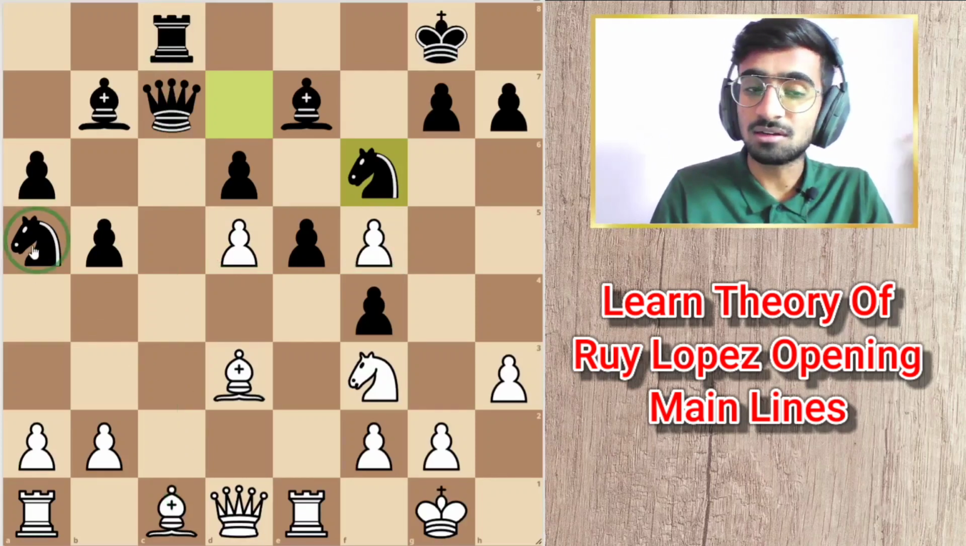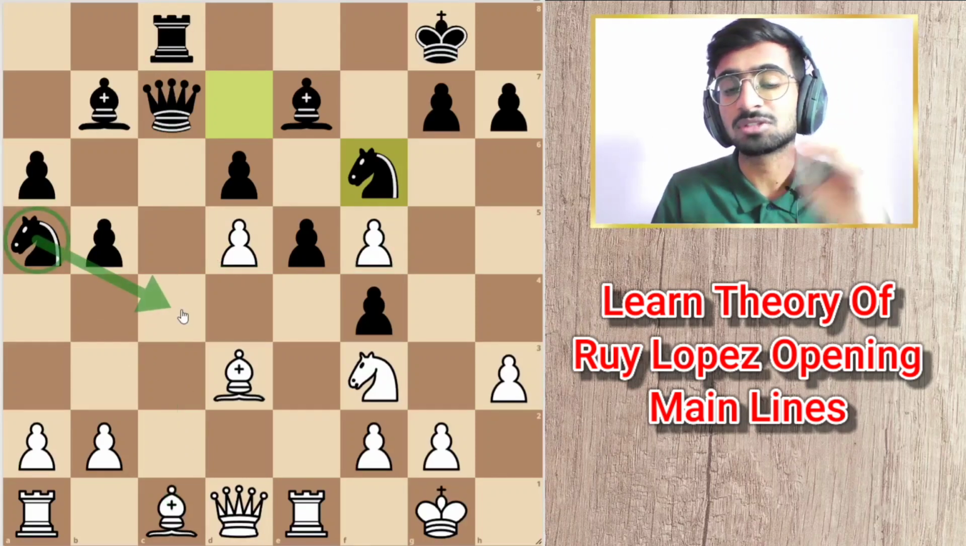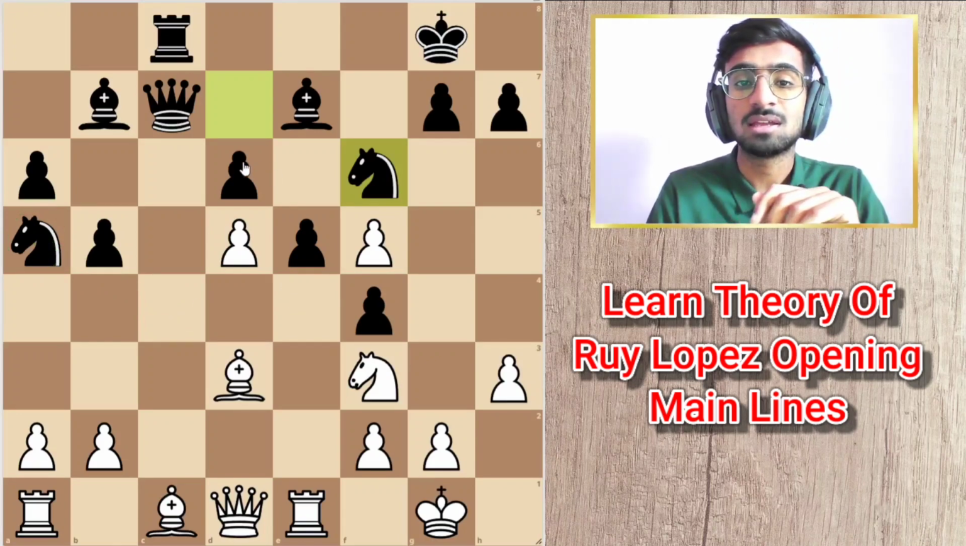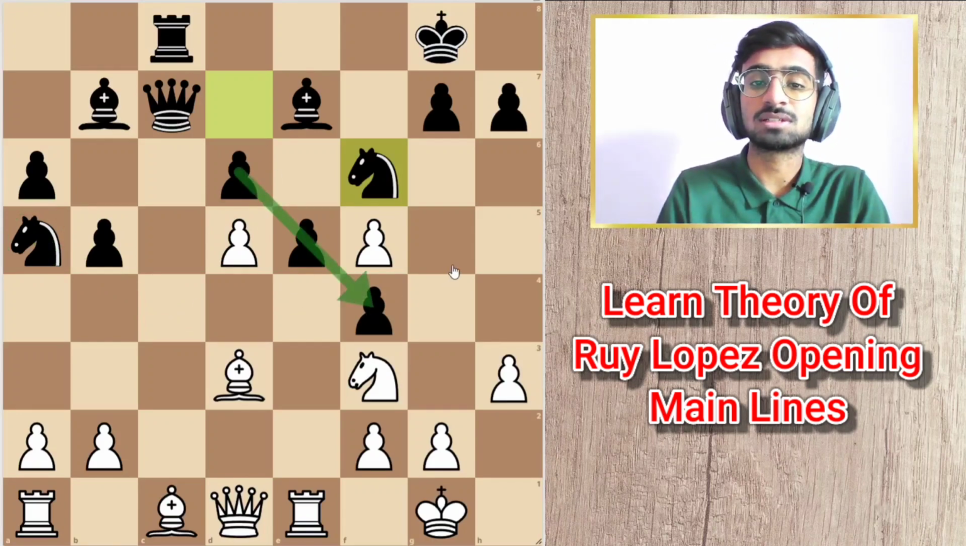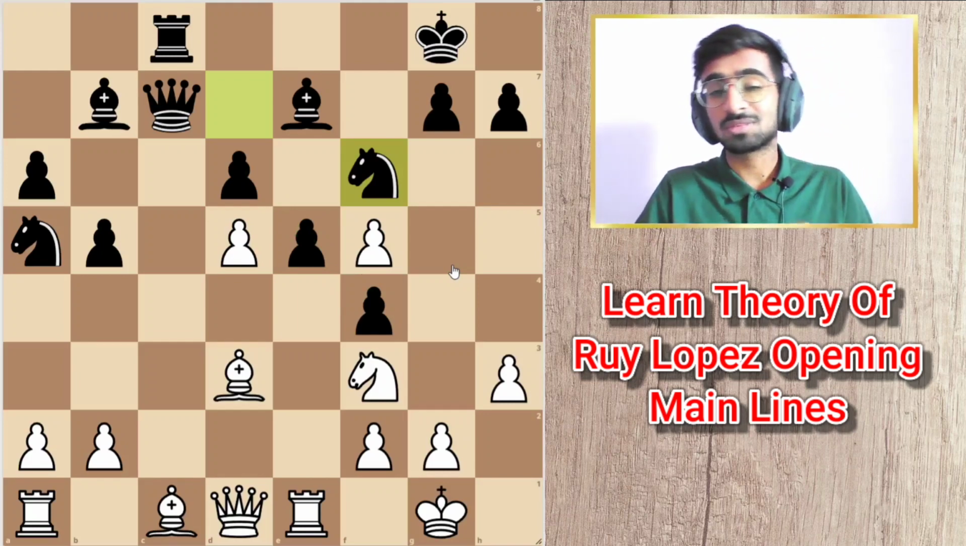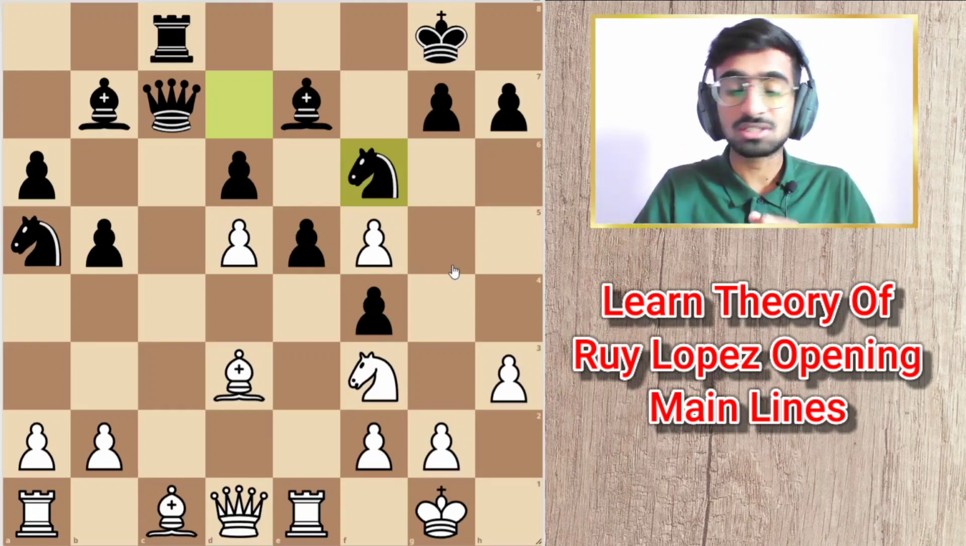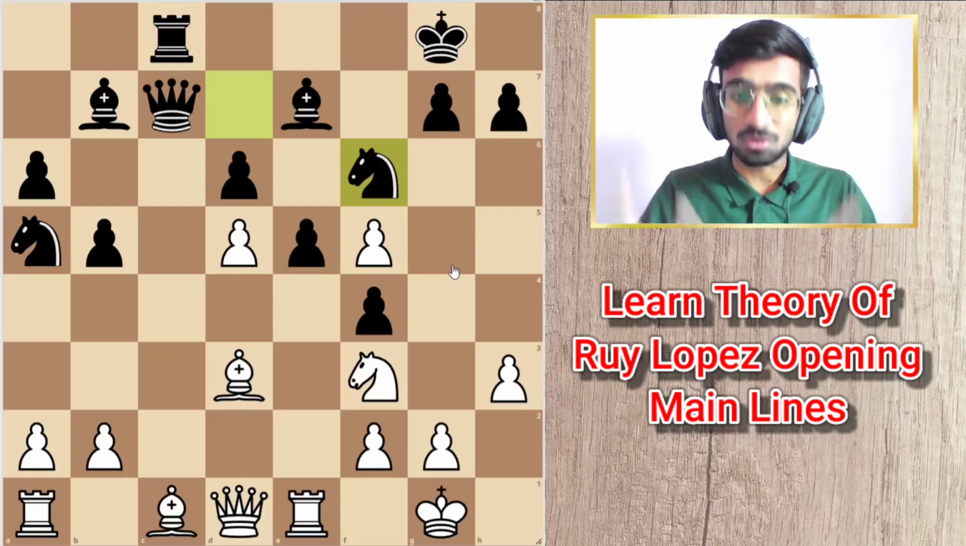This knight, which is currently awkwardly placed, can come anytime on c4 and also can start targeting, have good control towards the central line as well. So black is, you can say, exchange down, but is having a very solid position.